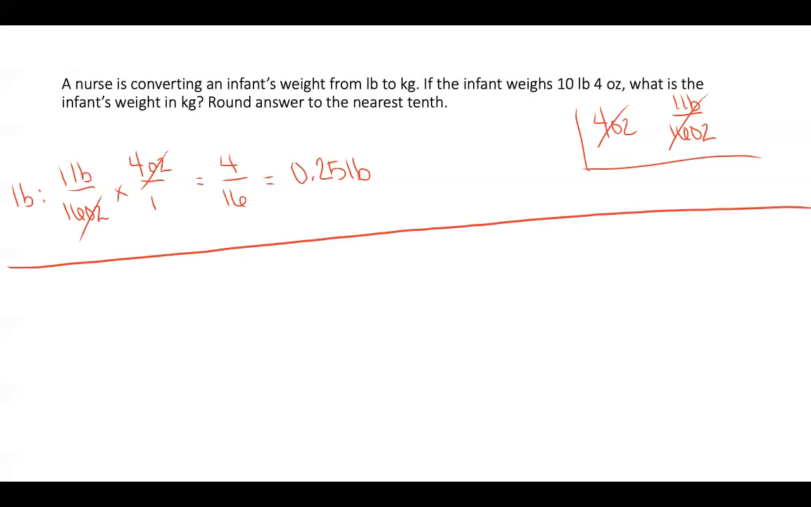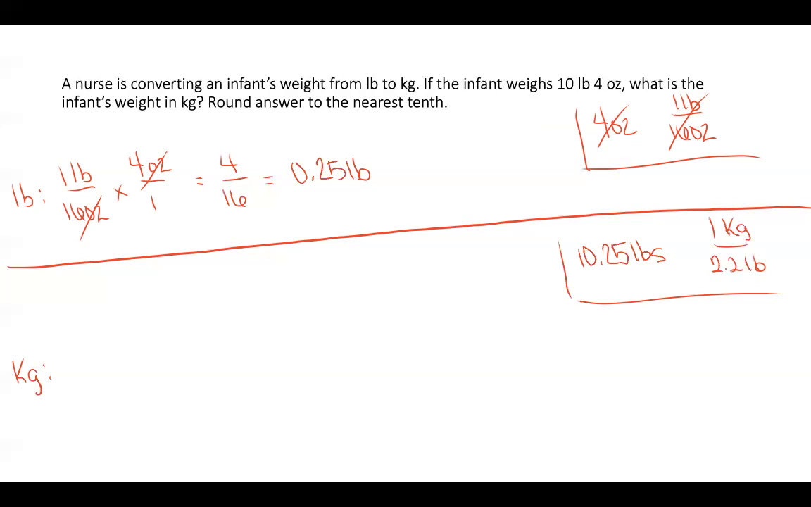Okay, now that I have converted those ounces to pounds, I can go ahead and do the problem, which is to convert the weight of the infant. So now it's 10.25 pounds, right? Instead of 10 pounds, 4 ounces is what the infant weighs. And then, of course, we need our 1 kilogram over 2.2 pounds to convert.